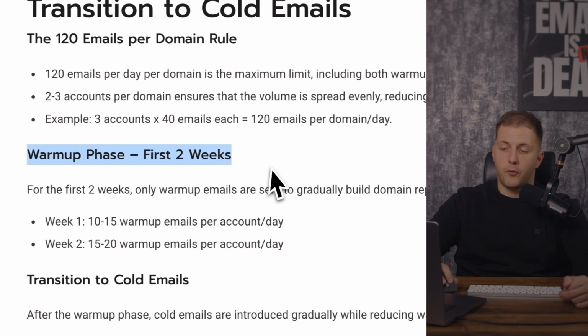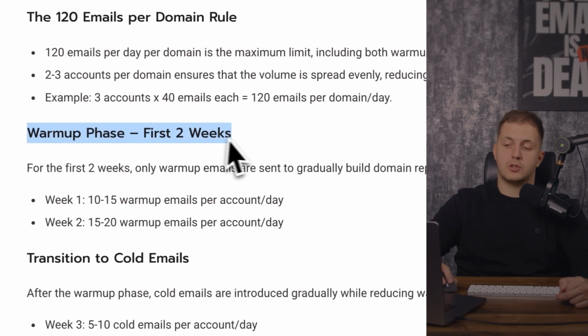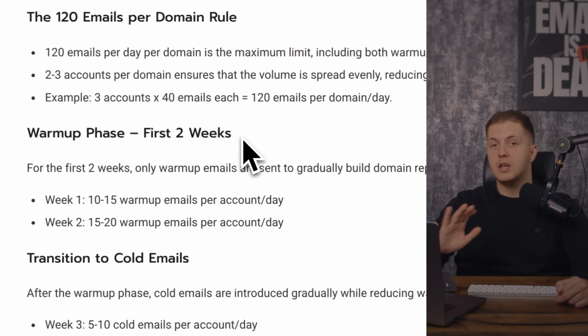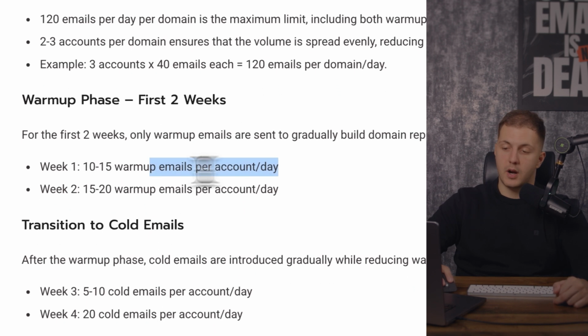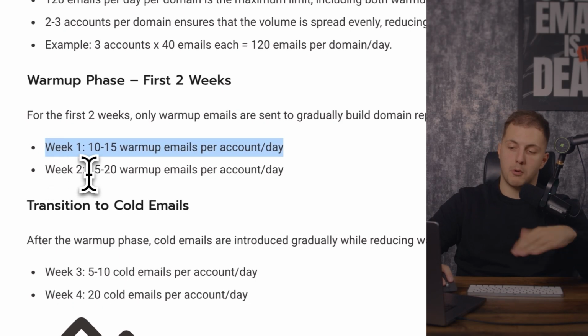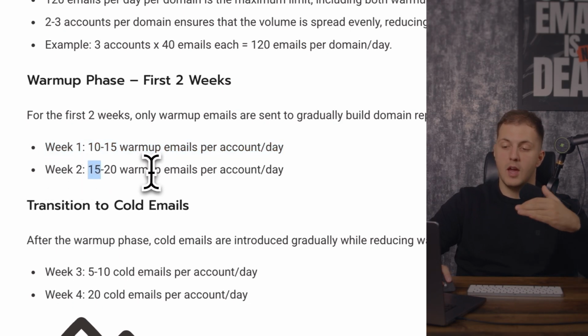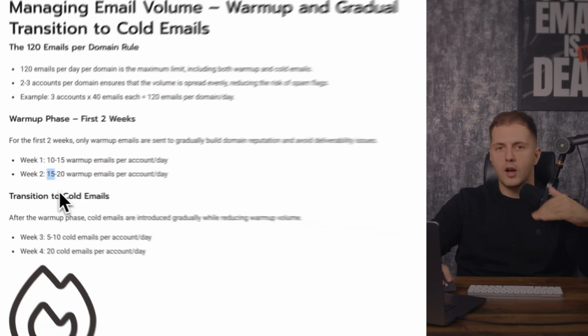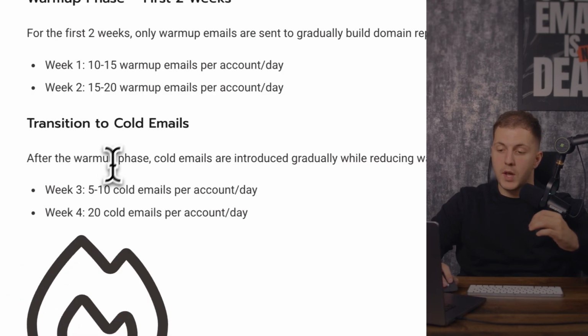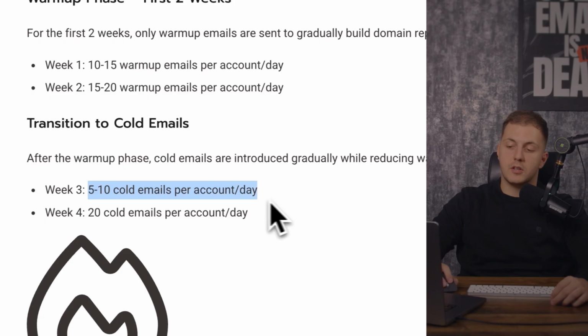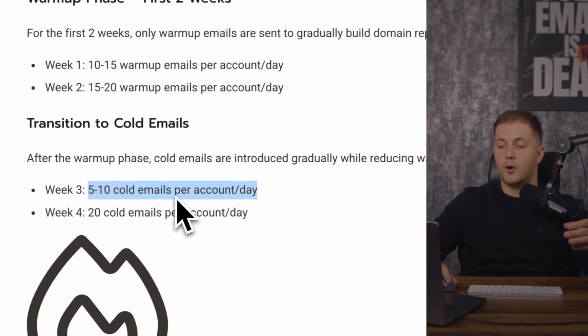Now, during the warm-up phase, which is usually the first 2 weeks, we don't send any cold emails at all. And during the first week, we only send 10 to 15 warm-up emails per account per day. Week 2, we ramp up the volume to 15 to 20. And after 2 weeks, and only after 2 weeks, we actually start sending cold emails. So in week 3, we can actually start sending 5 to 10 cold emails per account per day.